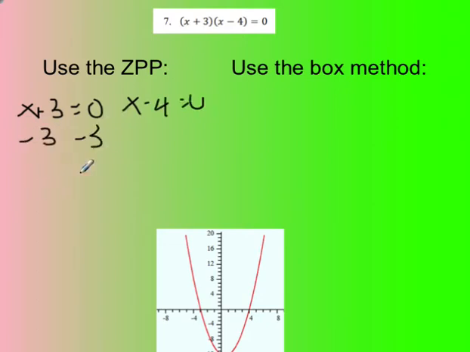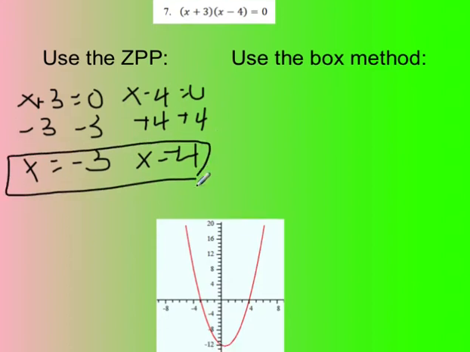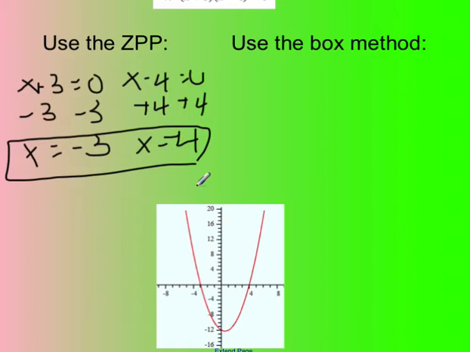Here we get that x is equal to negative 3. Here you're going to add 4 to both sides, and you get that x is equal to 4. So what we get for our answers is that x is equal to negative 3 and x is equal to 4. If you take a look at the graph down here, you'll notice that we're crossing the x-axis at negative 3 and we're crossing the x-axis at 4. So what does the zero product property tell us? It tells us our x-intercepts.